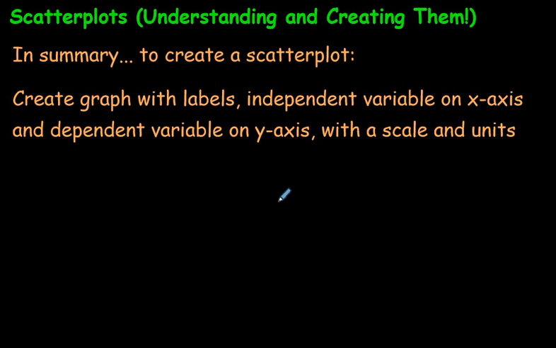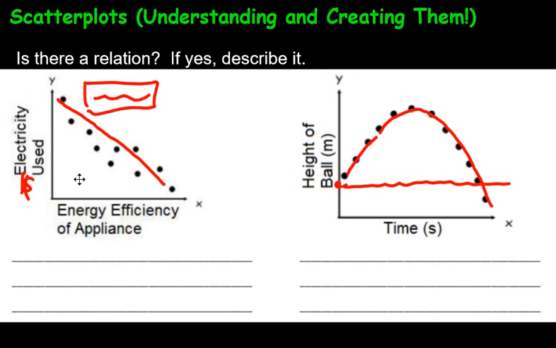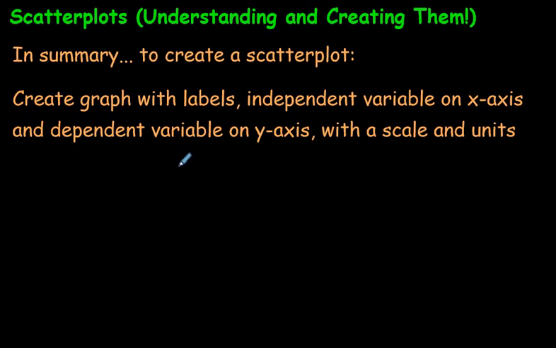And when you do a scale, make sure there are units. So energy efficiency could be in kilowatts. The time here was in seconds, and the height of the ball was in meters. So those are units right there. These scatter plots here could have had a scale put on them. But these are things to think about when you are making your own scatter plot, okay?